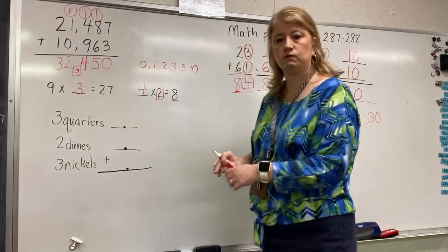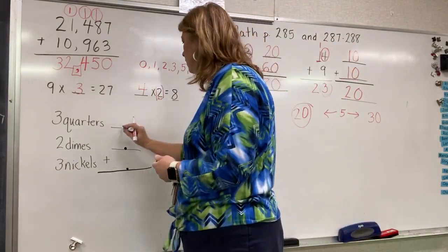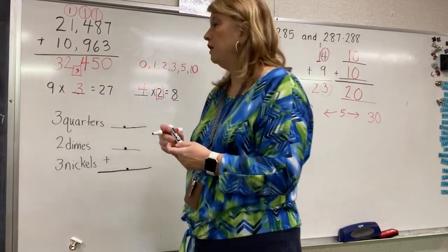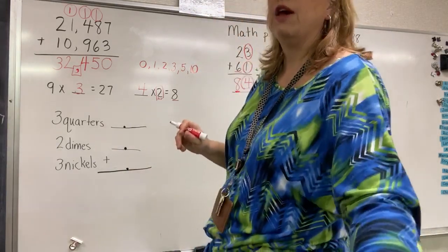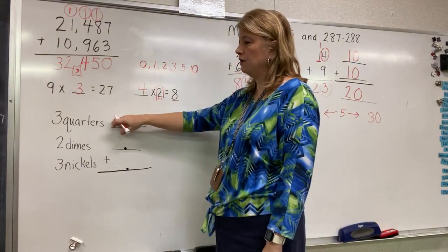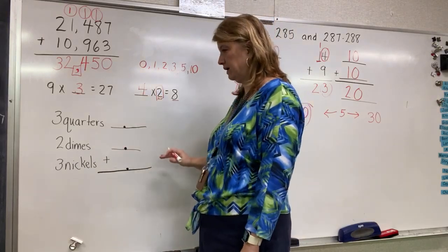Now, let's look at the next section. This is just a review. We've done lots of these on our math papers. This is just a review of counting money. Them telling you how many coins or dollars that you have, and you have to write it with your decimal and keep everything in line.